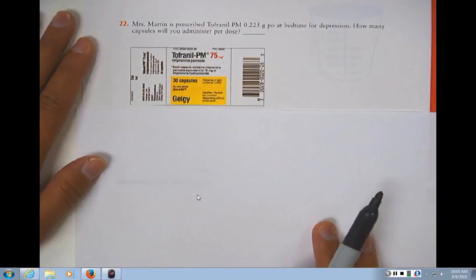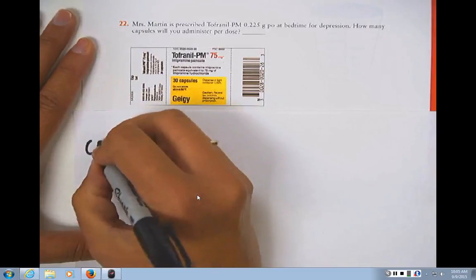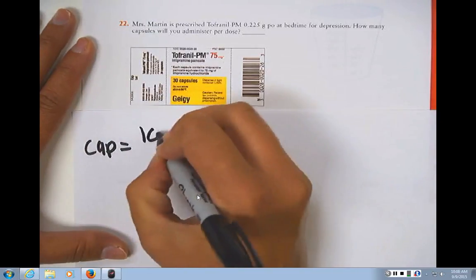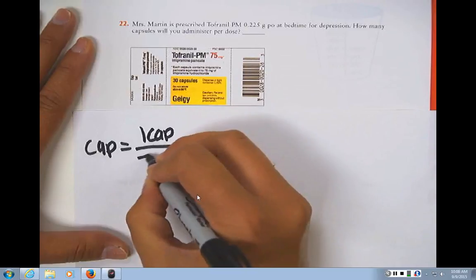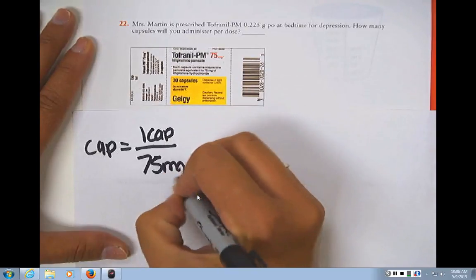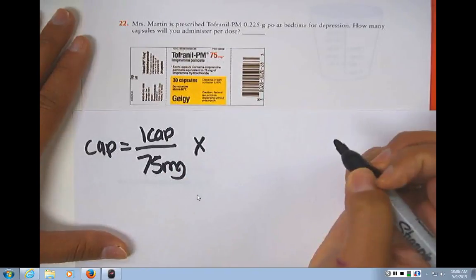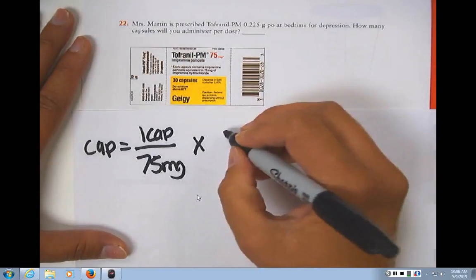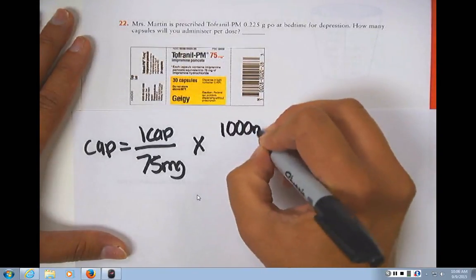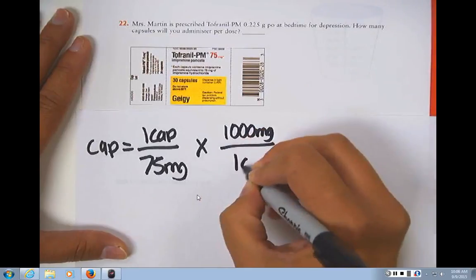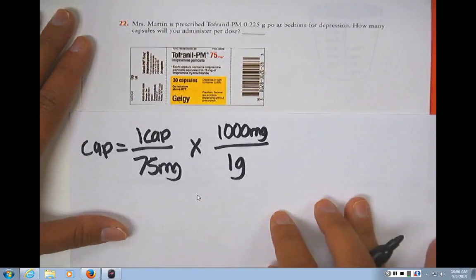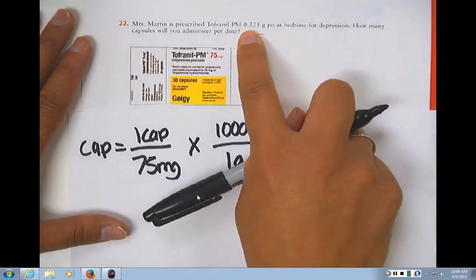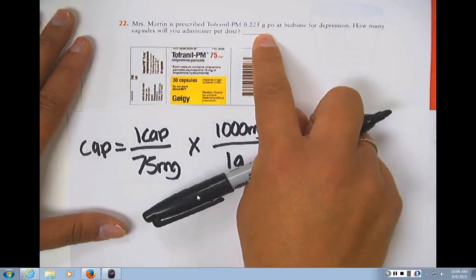So I'm going to, again, I'm solving for capsules, so I'm going to write capsules here. And my dose on hand is 1 cap has 75 milligrams in it. Since I am converting milligrams to grams, I need to put my little conversion equation here. So I know that 1,000 milligrams is in 1 gram. And now I'm going to multiply that by my physician's order. My physician ordered 0.225 grams of the Tofranil.